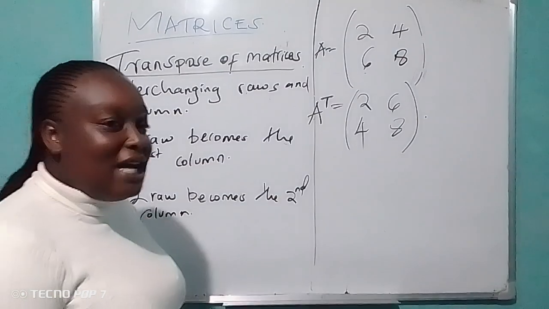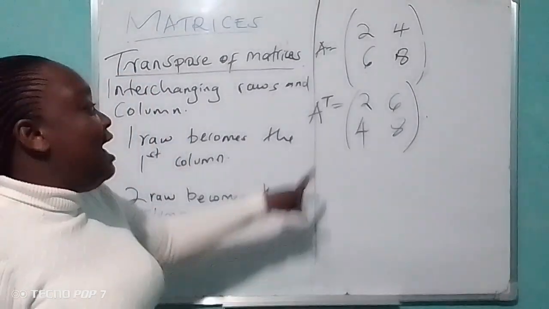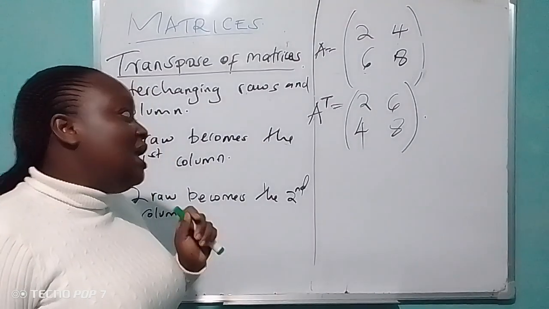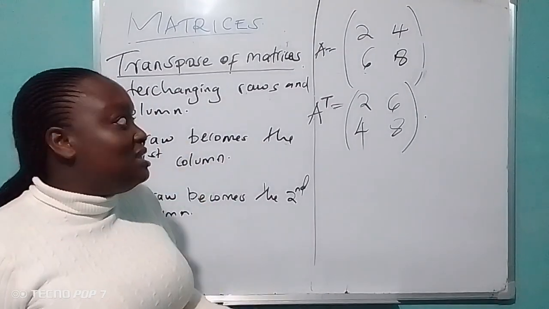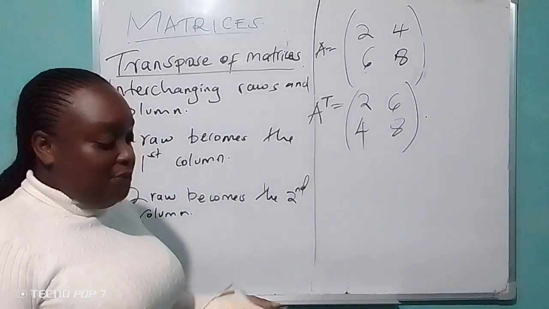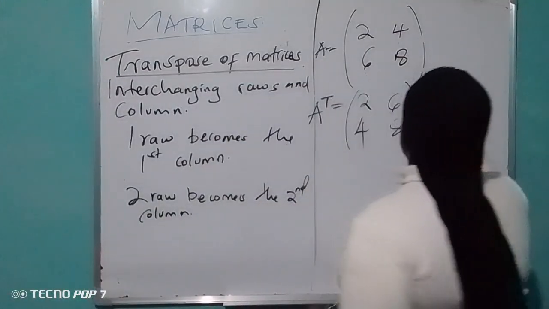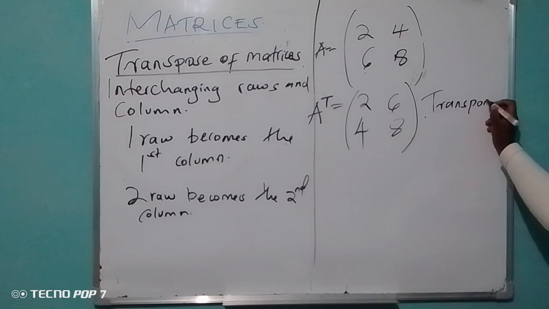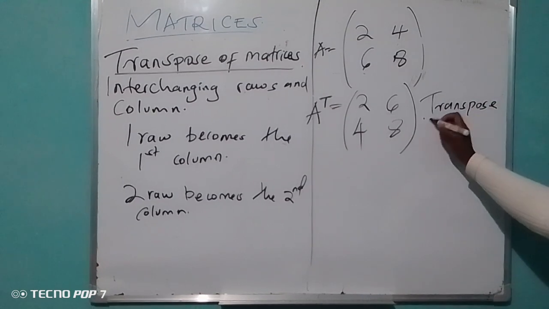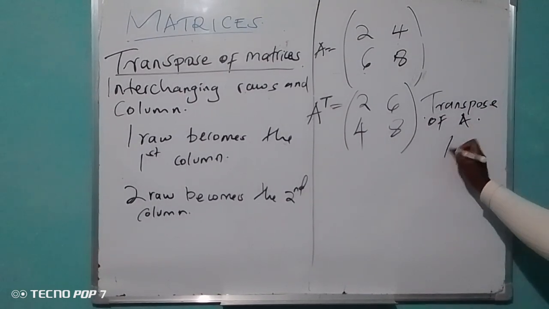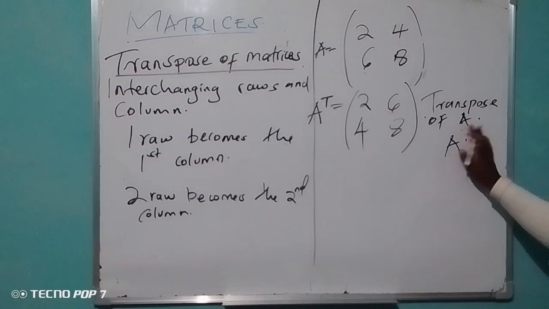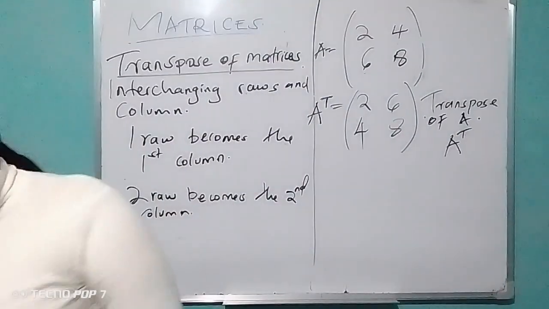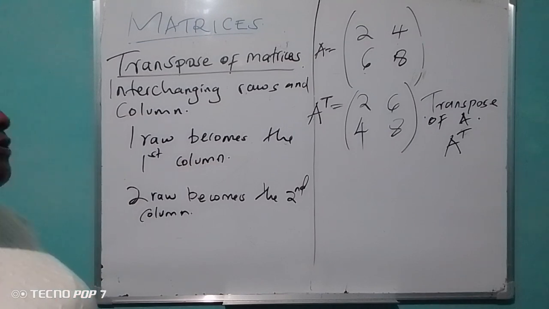Ama tunaiandika in short form. Watakwambia A na waeka kati kadogo juu. So that means transpose of A is denoted as A na kati juu. I think that is very simple.